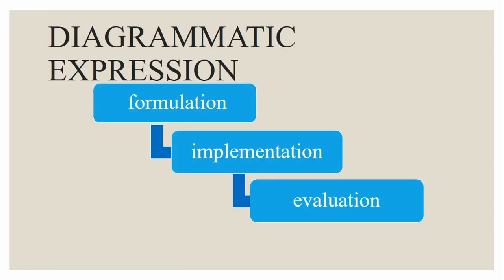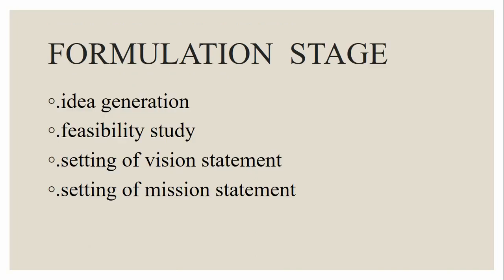Now we see the diagrammatic expression of the process of strategic management. This is the formulation stage, then implementation, and lastly the evaluation stage. In the formulation stage, the first step is idea generation. If you want to work on some sort of activity, you will get the idea from your friends, relatives, parents, any social media, or it may be your own creation.